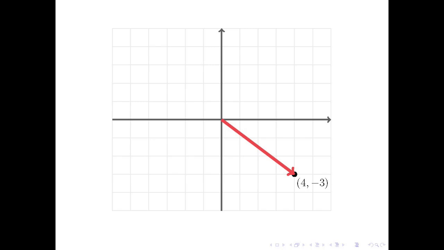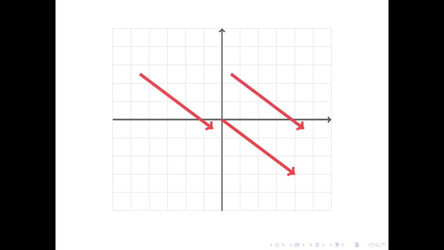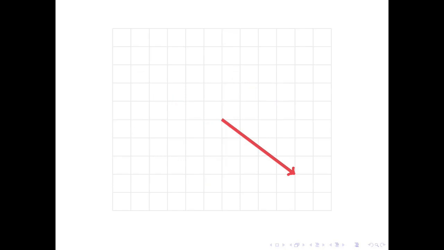It is sometimes convenient to draw it so that it starts at the origin, but a vector that points in the same direction, but elsewhere in the plane, is still the same vector. All the illustrated vectors are one and the same. They have the same direction and the same length. Indeed, we can simply remove the coordinate axes and we are still left with the same vector. This vector points 4 units to the right and 3 units down.